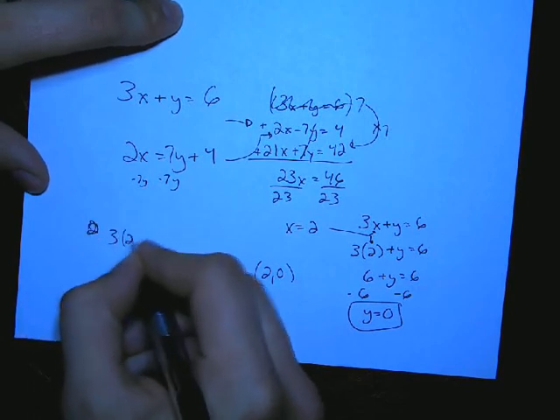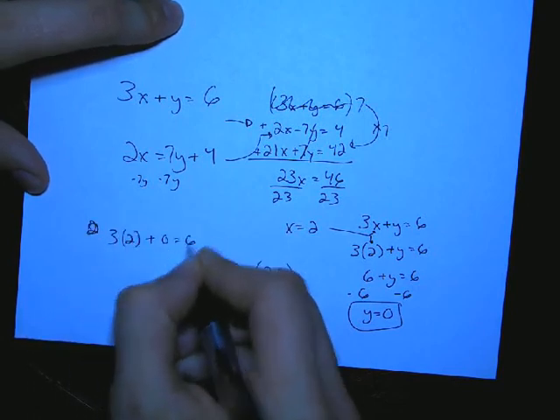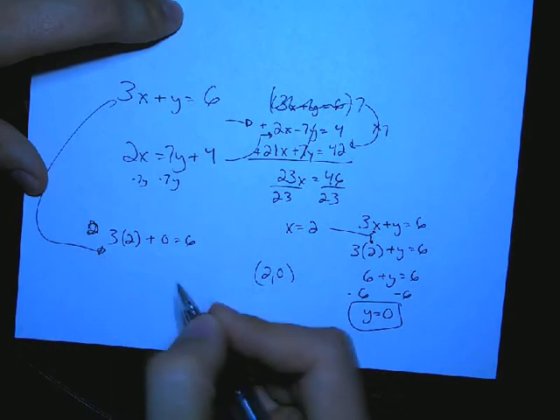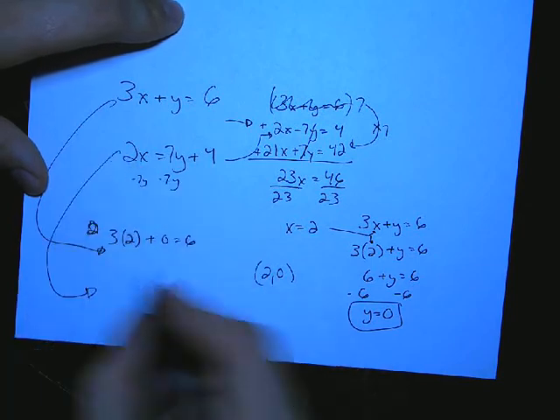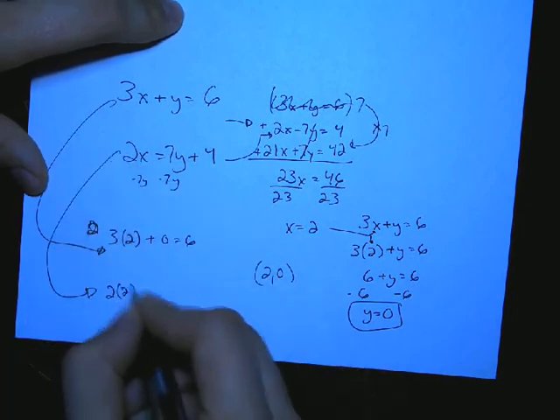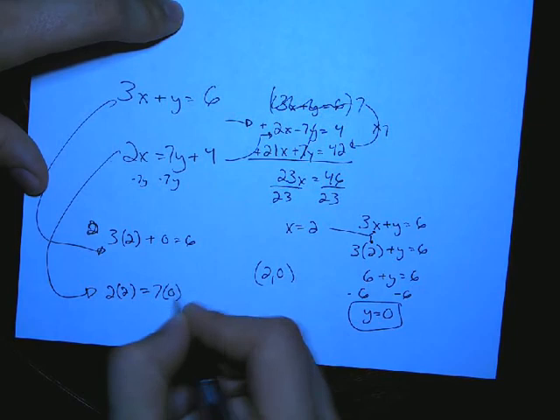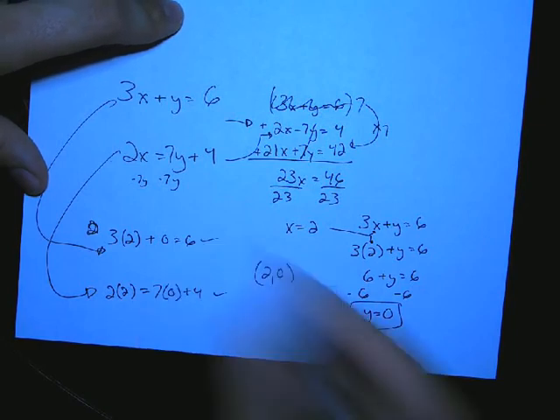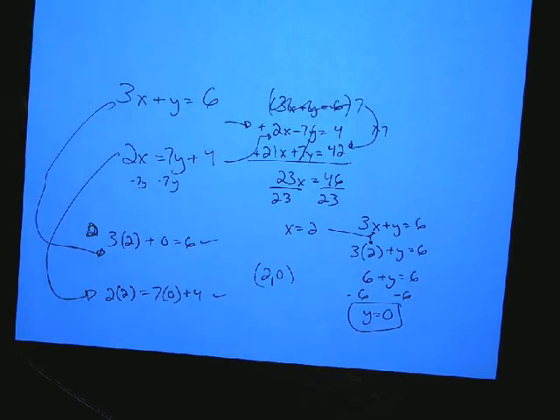3 times 2 plus 0 has to equal 6. That's just this equation with my two values substituted. And my second equation has to work. 2 times 2 equals 7 times 0 plus 4. If you carry the math out, both of those equations work. All you have to do is substitute those values in for your variables, and if it works out, you have successfully completed the problem.